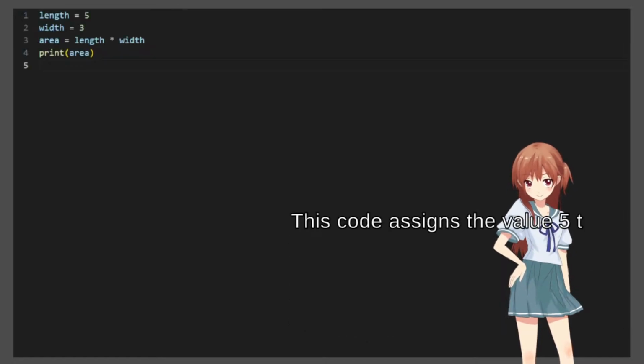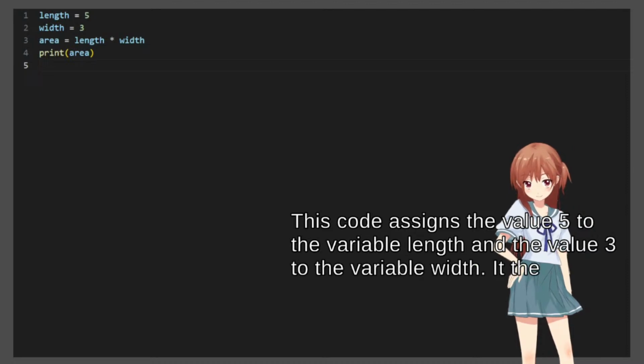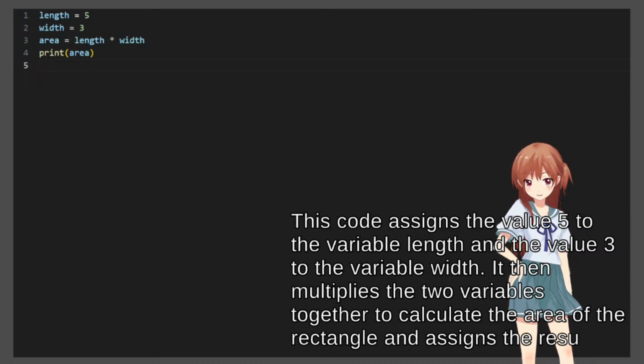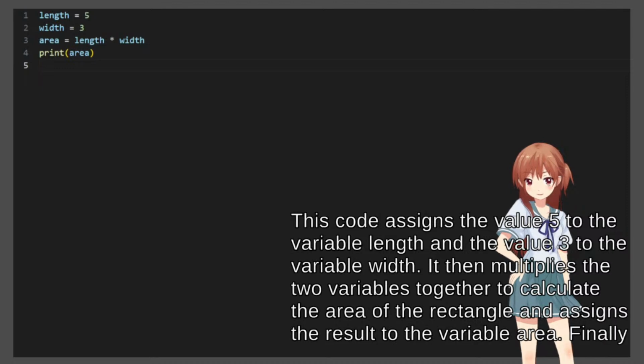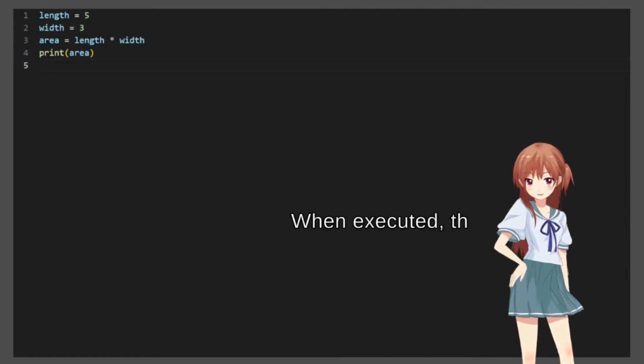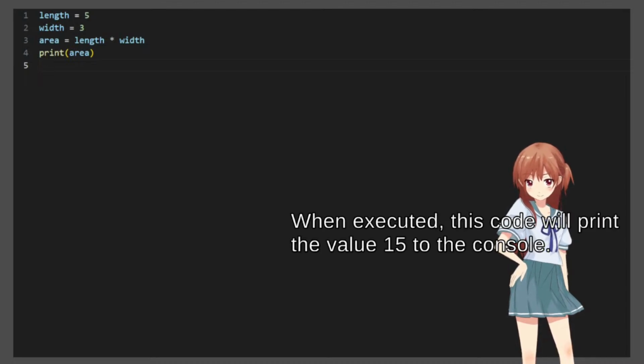This code assigns the value 5 to the variable length and the value 3 to the variable width. It then multiplies the two variables together to calculate the area of the rectangle and assigns the result to the variable area. Finally, it prints the value of area to the console. When executed, this code will print the value 15 to the console.